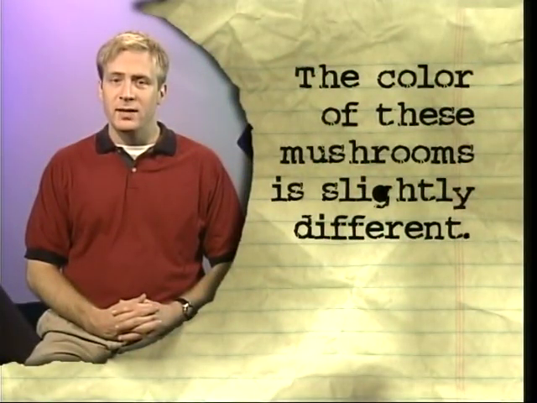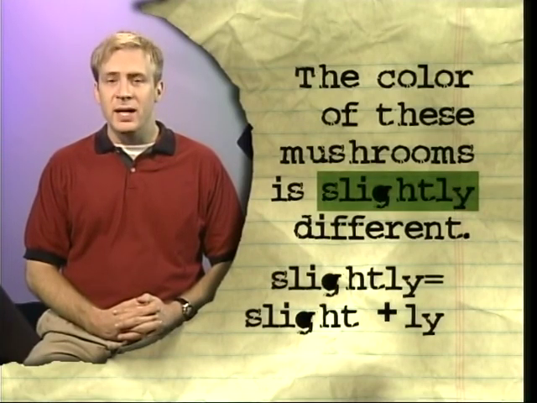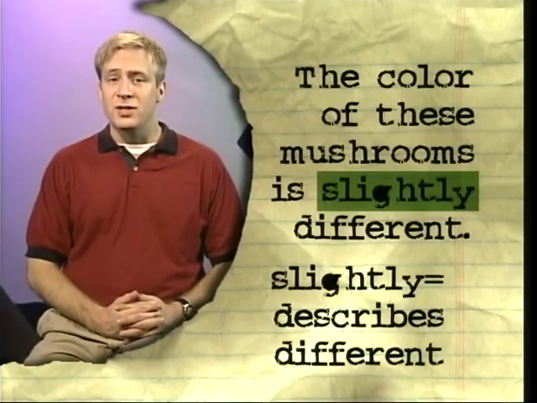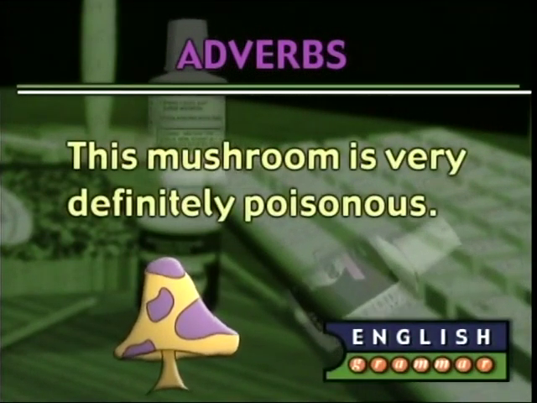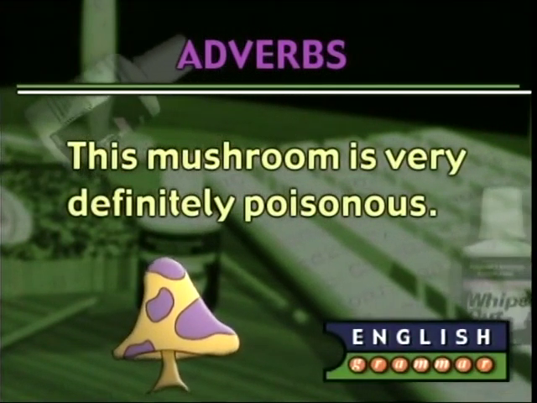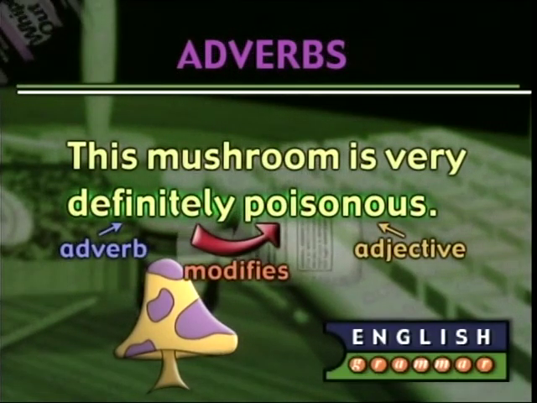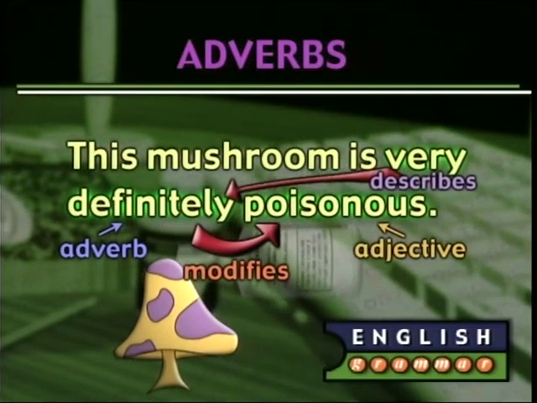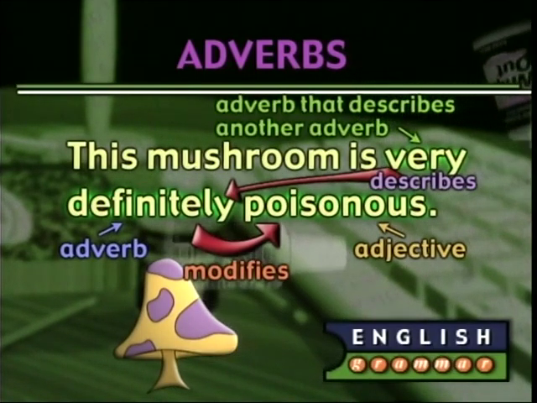We can also write, "The color of these mushrooms is slightly different." Here we have formed the adverb slightly by adding an ly to the word slight. Then we use it to describe the adjective different. Now, let's use an adverb to modify another adverb. Suppose we write, "This mushroom is very definitely poisonous." Now we have an adjective poisonous modified by an adverb definitely. But notice how we also have the word very, which is describing definitely. This makes very an adverb since it's being used to describe another adverb.